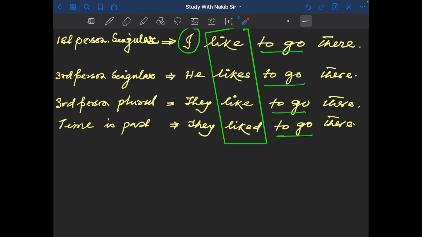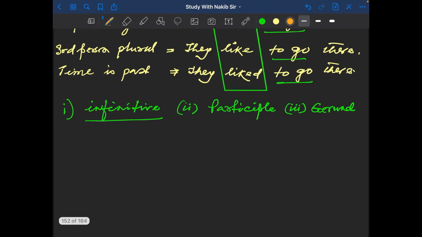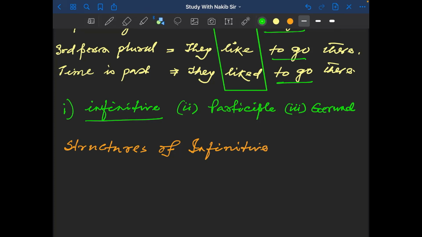Other two non-finite verbs are number one infinitive, number two participle, and number three gerund. But our point of discussion today is infinitive. Now the question is how infinitive is formed. How can you form the infinitive? That means the structures of infinitive. The structures of infinitive. That means how can you form the infinitives?